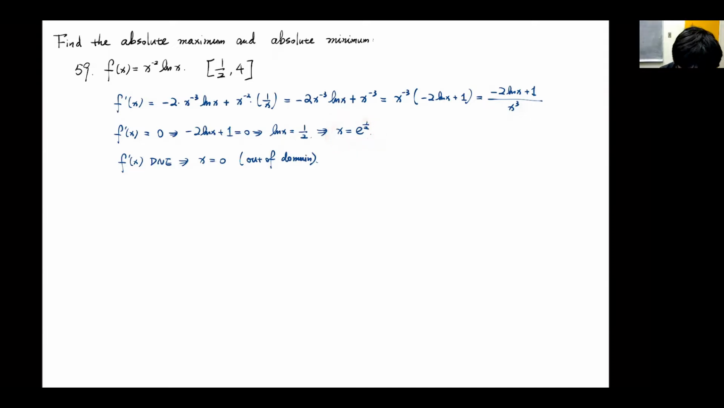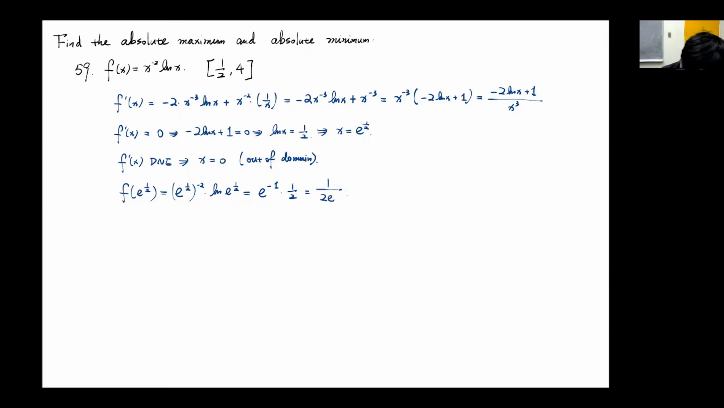Then at the critical number, the function value is x to the minus 2, that would be e to the 1/2 to the minus 2 power, times natural log of e to the 1/2. Okay, so e to the positive 1/2 to the minus 2 power will simply be e to the minus 1 power. And natural log of e to the 1/2 power will simply be 1/2. So what we have is 1 over 2e. That will be the function value at the critical number.